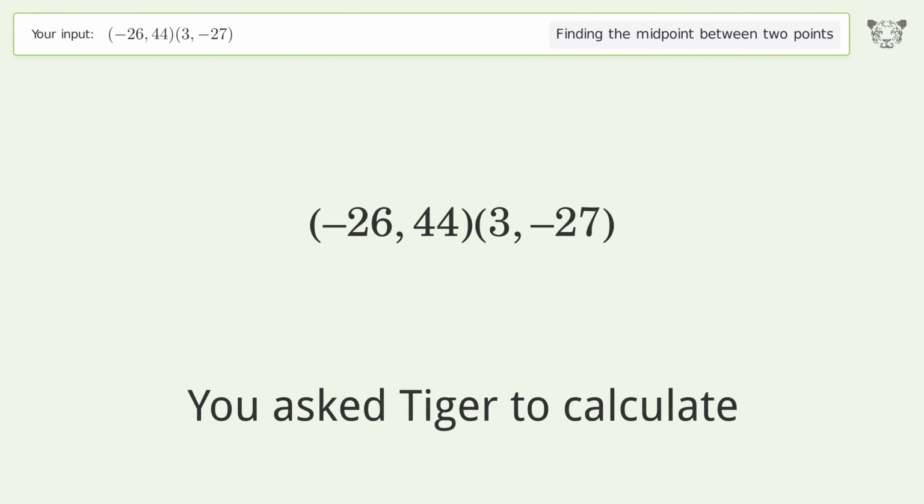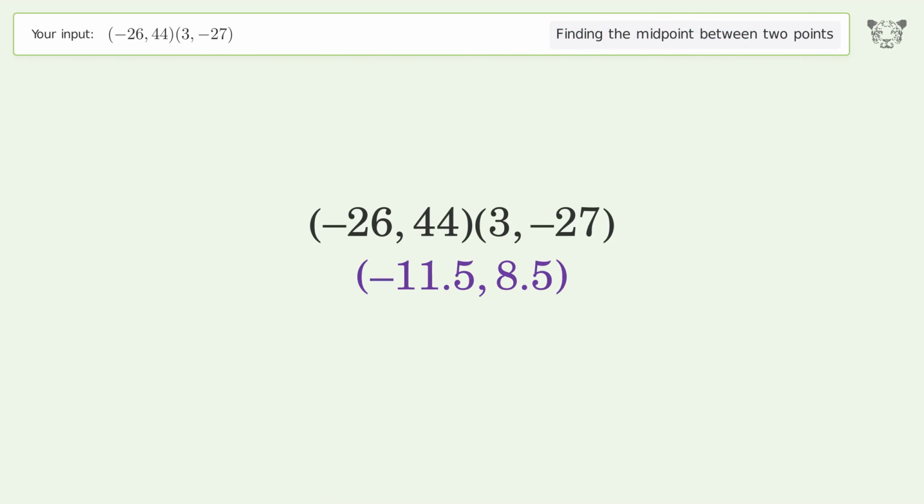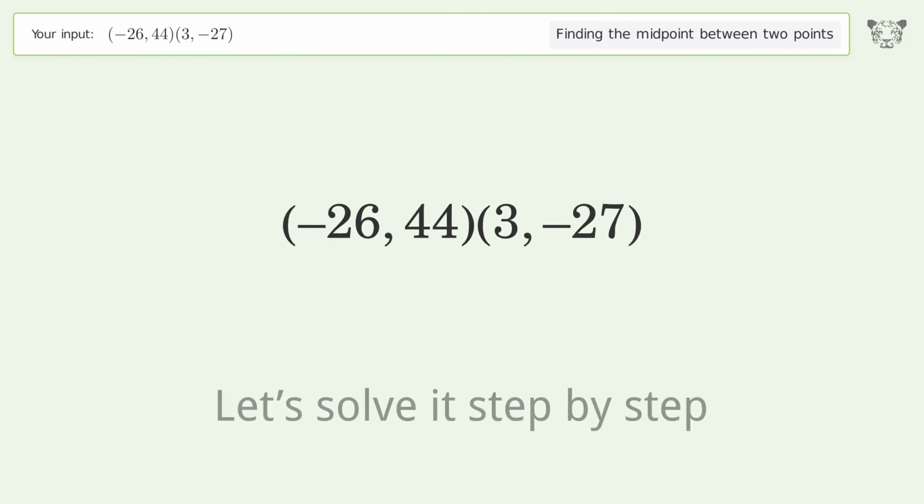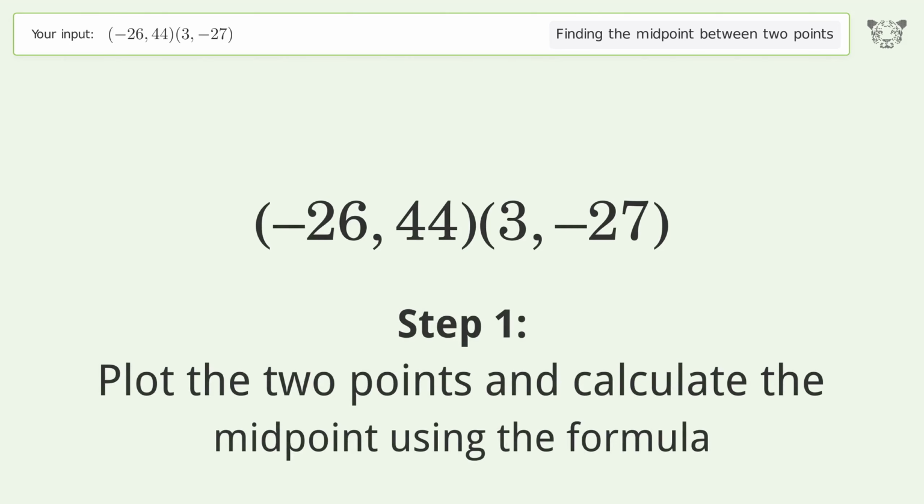You ask Tiger to calculate. This deals with finding the midpoint between 2 points. The midpoint between the 2 points is negative 11.5, 8.5. Let's solve it step by step. Plot the 2 points and calculate the midpoint using the formula.